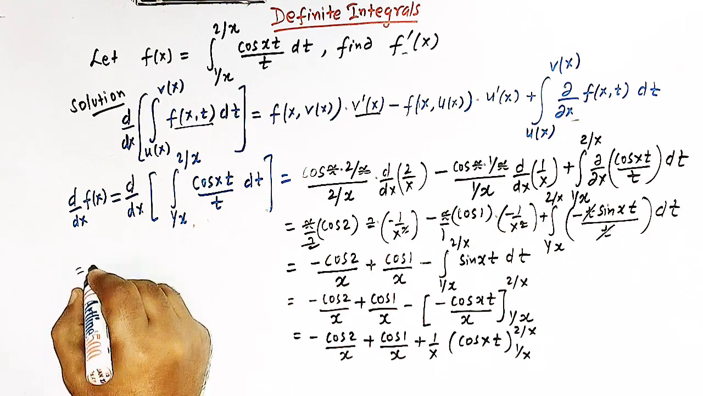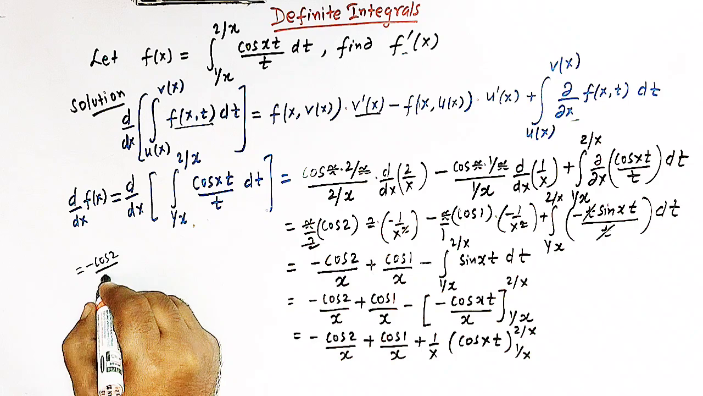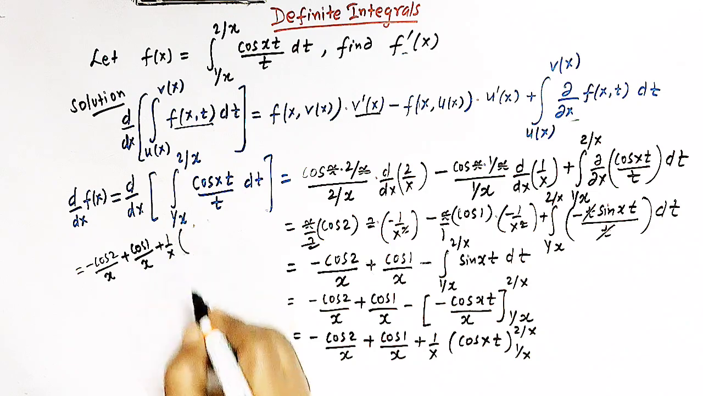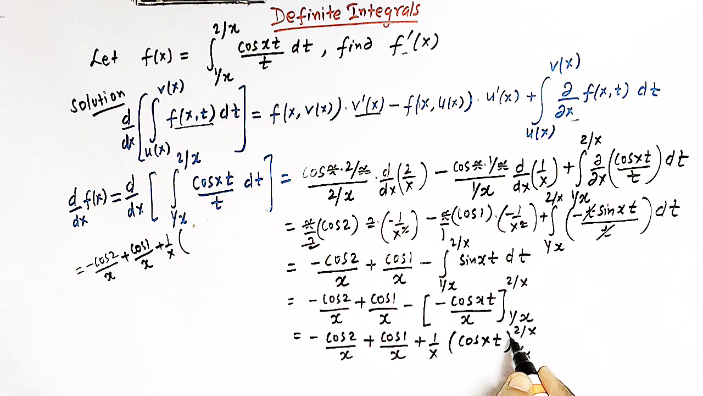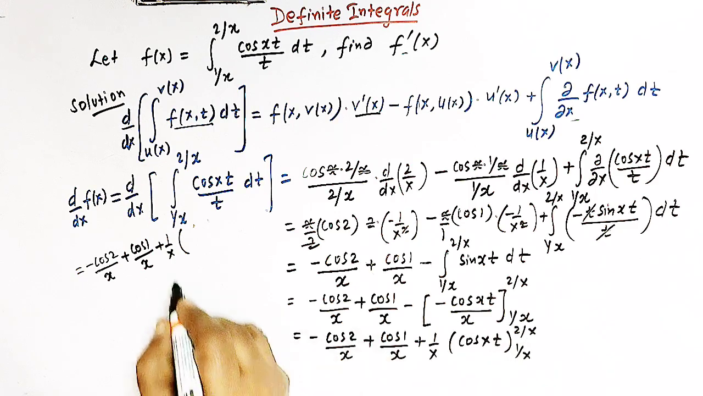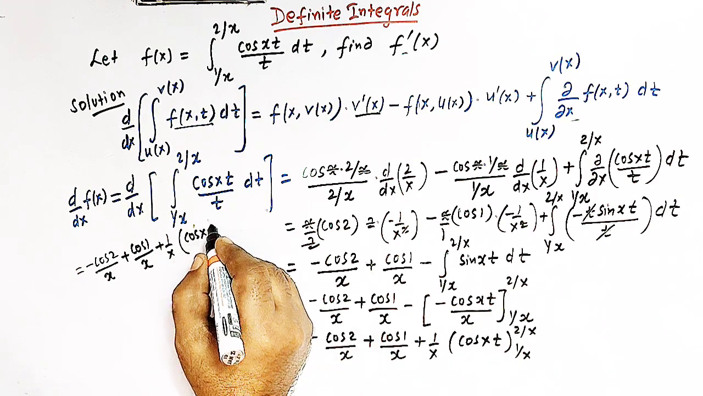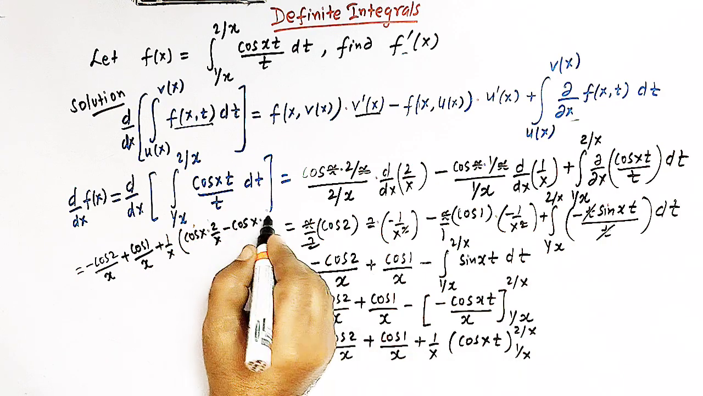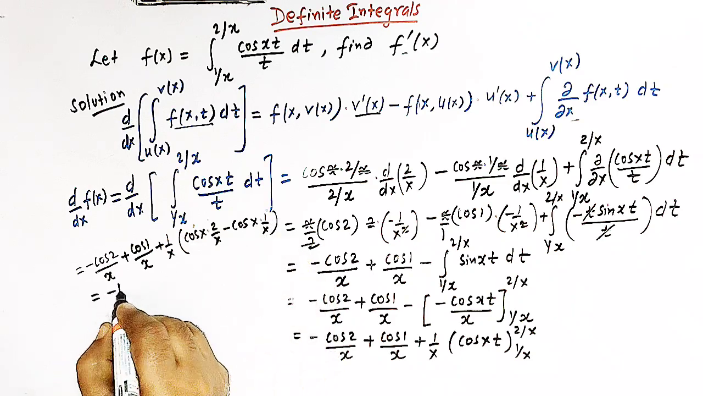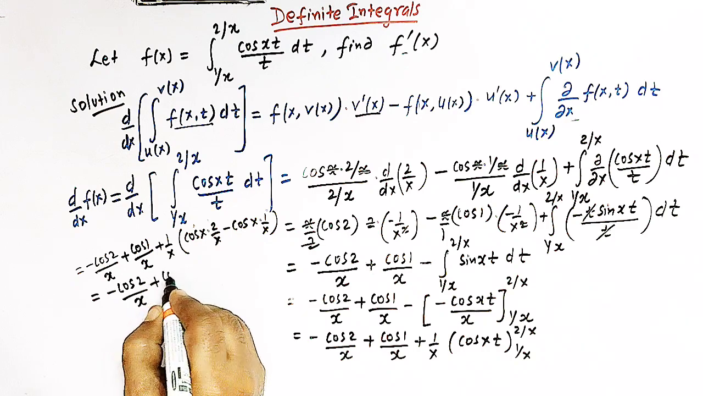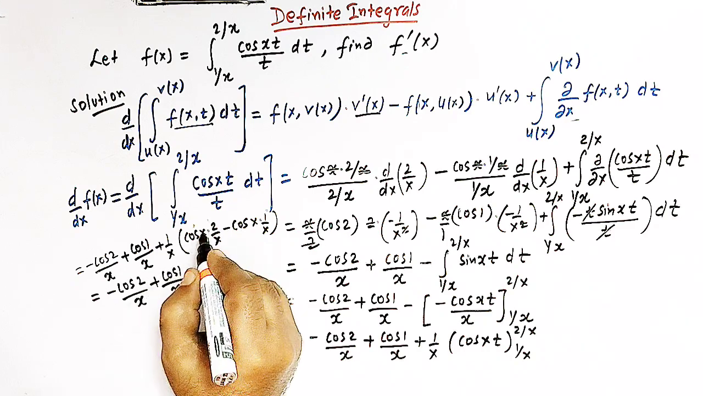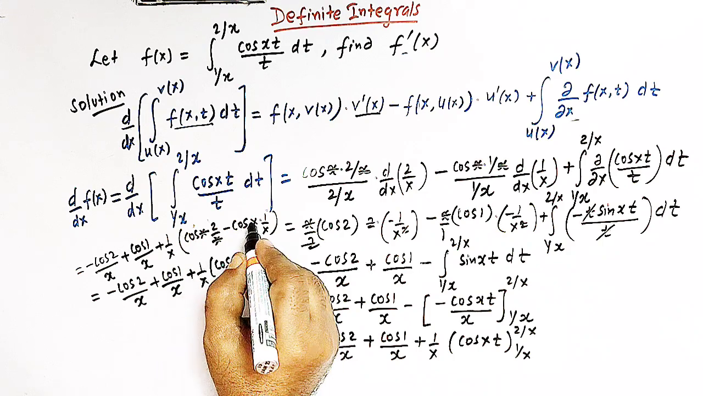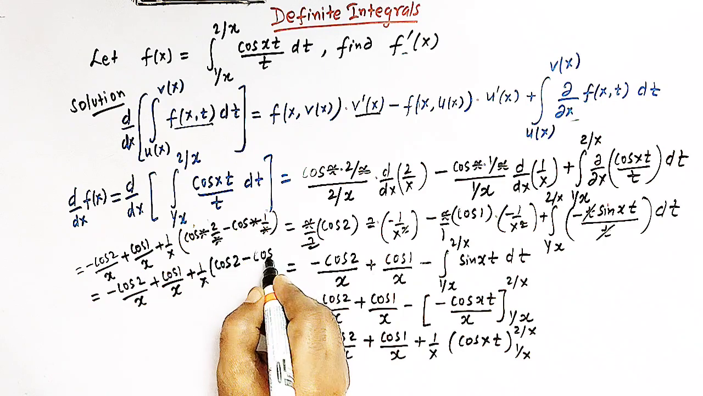So now we have minus cos of 2 over x plus cos of 1 over x, and here we have 1 over x, and now substituting the limits and taking the difference, first we'll take t is equal to 2 over x, so we have cos x times 2 over x minus cos of x times 1 over x, and now we can simplify it. We have minus cos 2 over x plus cos of 1 over x plus here x and x get cancelled, so we have simply cos of 2 minus here x and x get cancelled, so we have cos of 1.